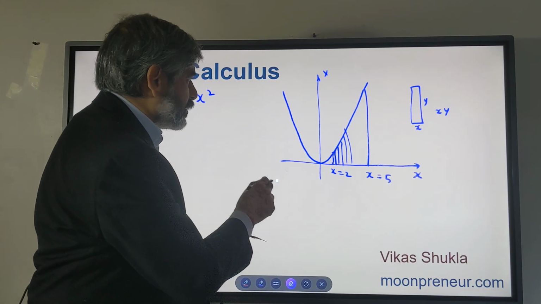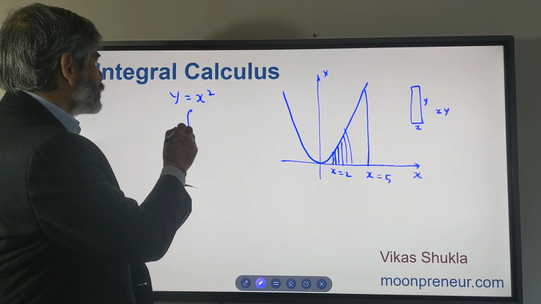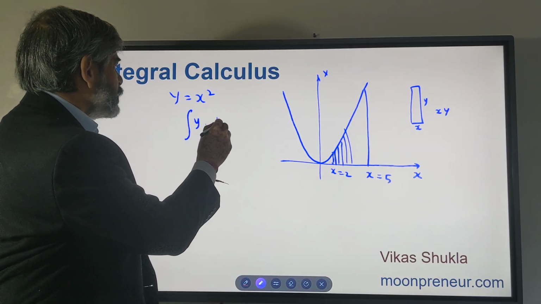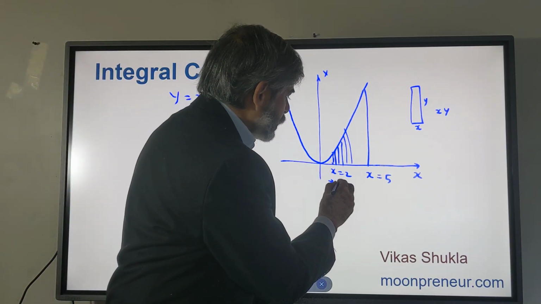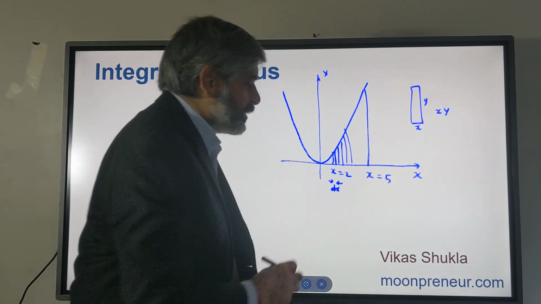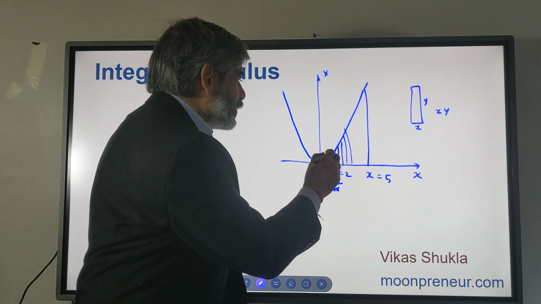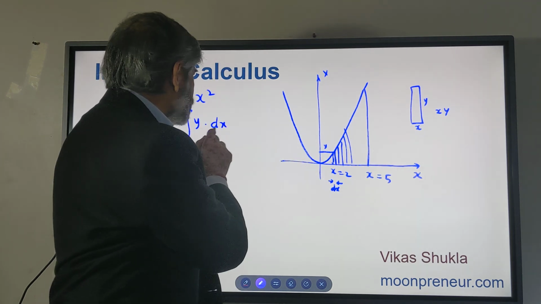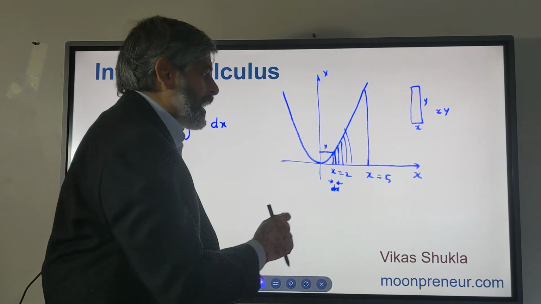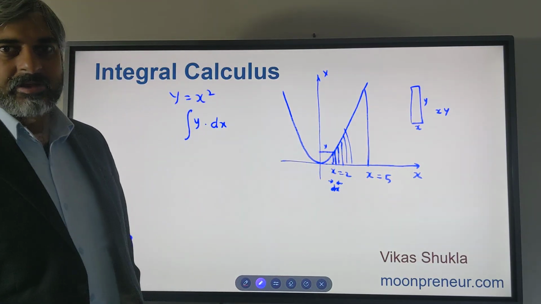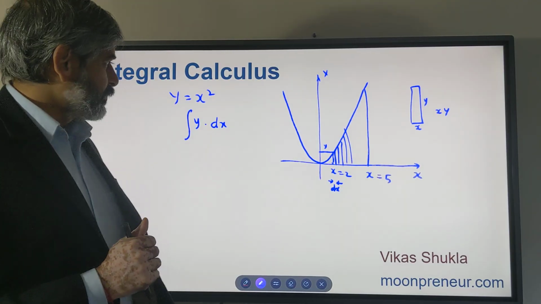The way we do it is this: we integrate this function y. Here dx represents the small strip width we talked about, and we multiply it by the value of y at point x. We sum these small little parts and let the number of divisions tend to infinity. That is what we call integration.